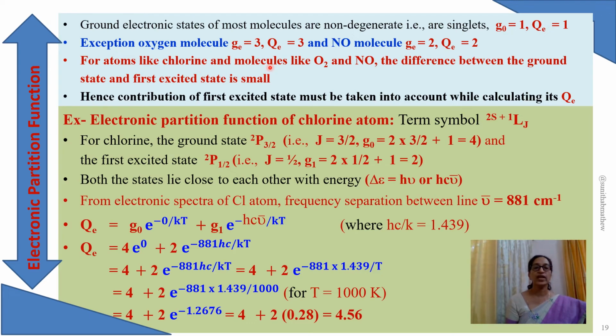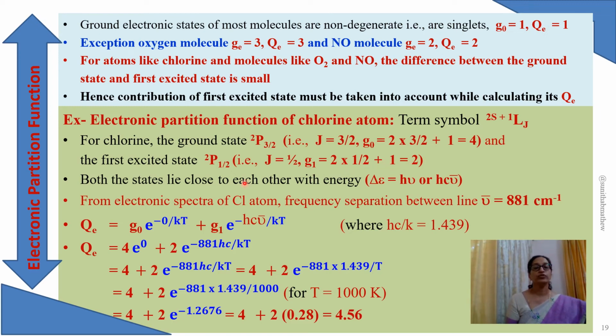For atoms like chlorine and molecules like O2 and NO, the difference between the ground state and the first excited state is small. Therefore, we have to calculate the partition function taking into account the contribution of the first excited state. Here we see the example of chlorine atom, the term symbol for chlorine atom. For ground state it is 2P 3/2, and for first excited state the value of J is 1/2. So J is 3/2, so g_0 will be equal to 2 into J plus 1, that is 4. J is equal to half, so g_1 will be equal to 2 into half plus 1, that is 2.